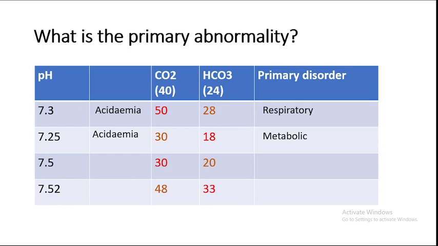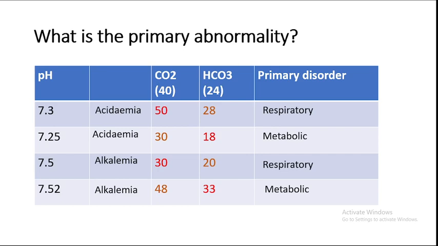Next one, pH 7.5. So there is alkalemia, and what has caused the alkalemia is low carbon dioxide. So it's a respiratory alkalosis. Next one, there is alkalemia, and it is caused by a high bicarbonate. So it's a metabolic alkalosis.